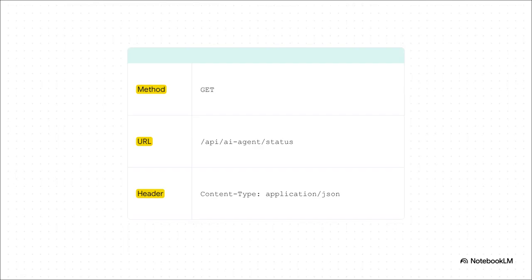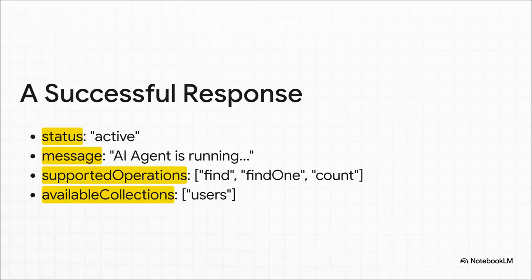And making this call is super straightforward. If you're using a tool like Postman or even curl, you just send a simple GET request to that /status endpoint. The only other thing you need is that standard content type header, and you're good to go. And what you get back is so much more than just a simple OK. This response is packed with valuable intelligence. You see the status is active, which is great, but more importantly, it tells you exactly what operations it supports and which data collections it can actually look at.